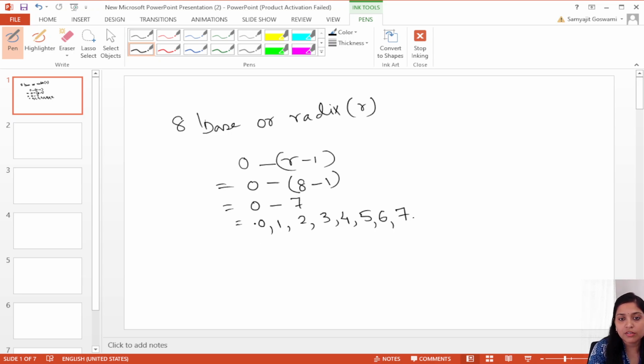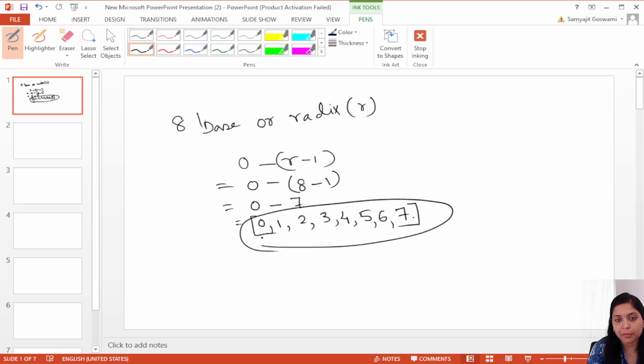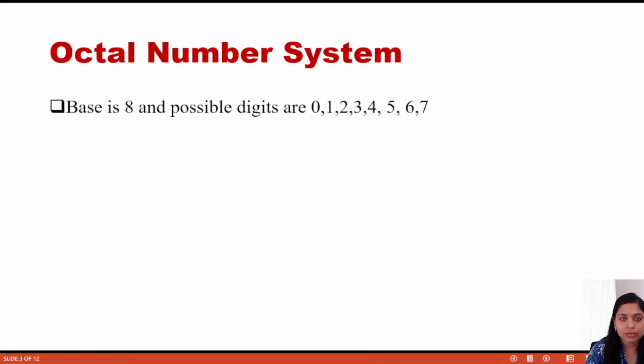Okay, because if you count the numbers from 0 to 7, the total count will be 8, but the number starts from 0 and it ends at 7, so not 8. Remember these things, it is very important to understand the octal number. And again I am going to my lecture.